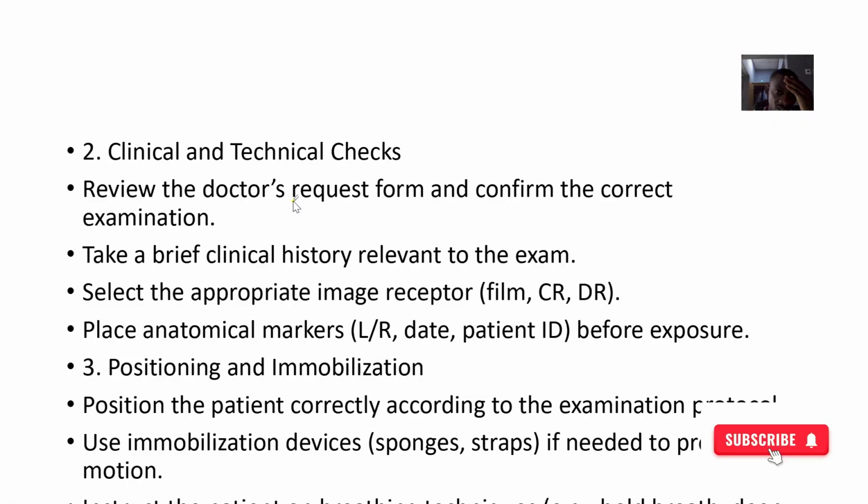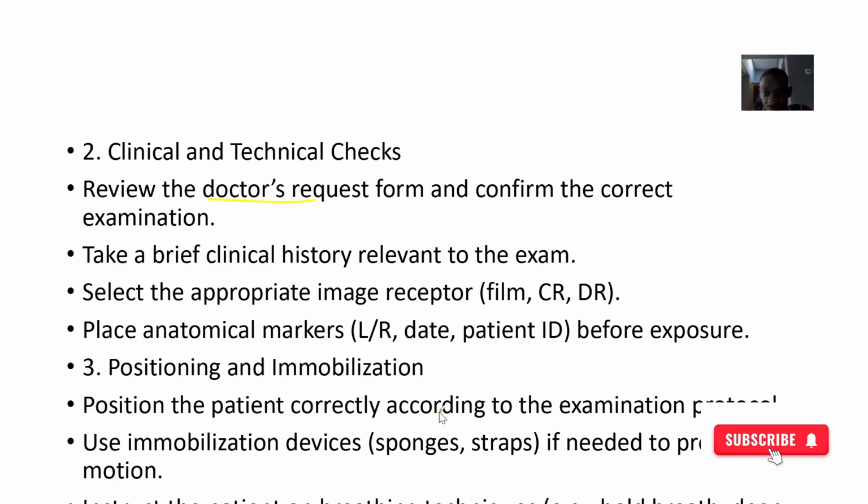Okay, so clinical and technical checks: you have to review what the doctor wants. You also still have to ask the patient one or two questions. Then you select the best imaging modality for that. It could be film, it could be x-rays, it could be CT scans, could be MRIs, could be PET and the rest of it. So you have to make sure that you actually have the modality that is suitable for that, because if you don't have the modality, you could actually refer.